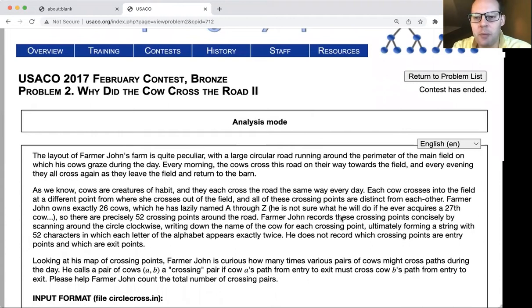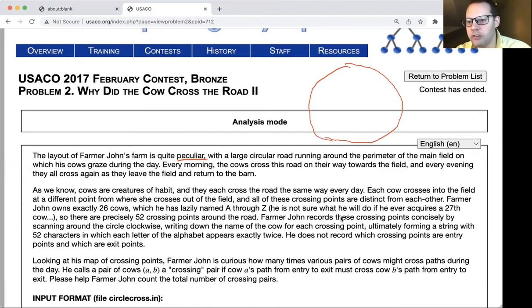The layout of Farmer John's farm is quite peculiar. It usually is. With a large circular road running around the perimeter of the main field. And I'm going to start drawing this. By the way, if you don't have a paper and pencil handy, I recommend always having a paper and pencil when you work on these so you can make drawings. The more you can visualize it, usually the better. And I've found that students that draw pictures generally do better on these kinds of problems.